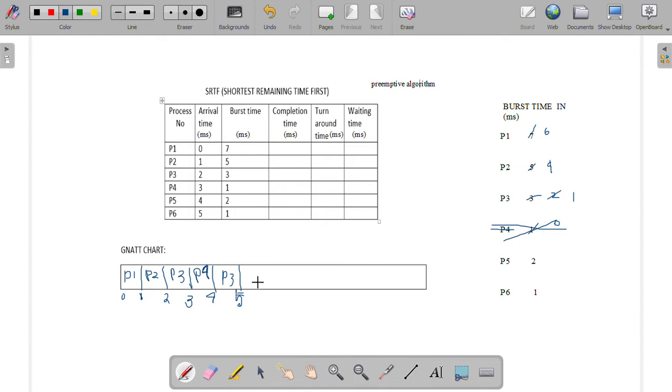Now at 5 milliseconds, all the processes have come: P1, P2, P3, P4, P5, and P6. Among all these processes, P3 and P6 have the least burst time, but the arrival time of P3 is earlier than that of P6, so P3 will again be scheduled.